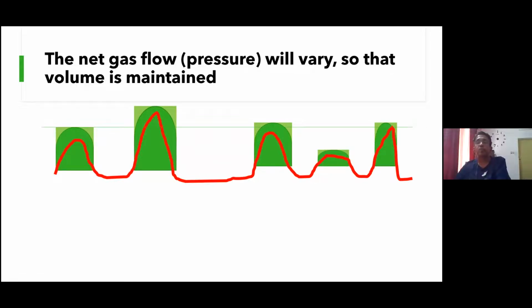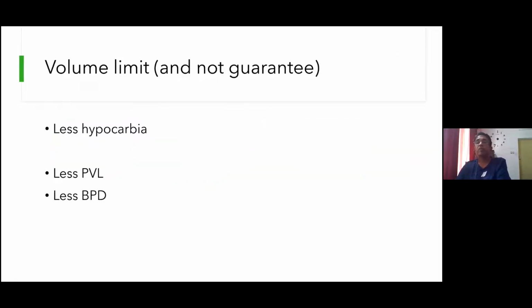So if the previous breath achieved the tidal volume very easily, then in the next breath, the ventilator would be told that, look, we don't need this much pressure or this much flow of gases. So you can see that some of the next breaths would be smaller in size. What we also need to know is that this is a volume limit and not a volume guarantee, unlike what some machines tell you. It's like your life insurance. It will be a limit.